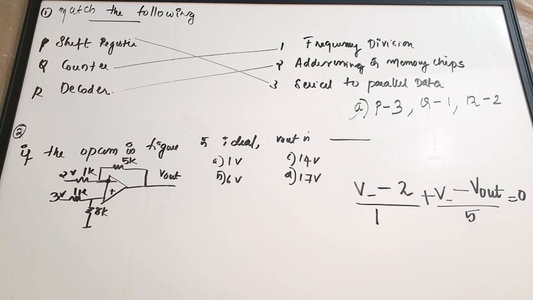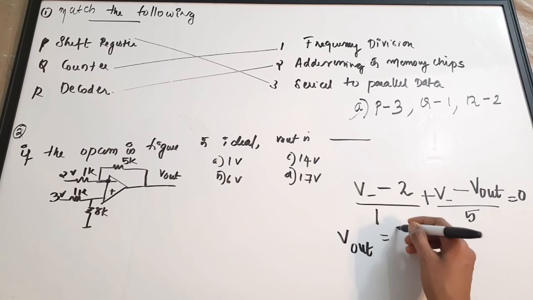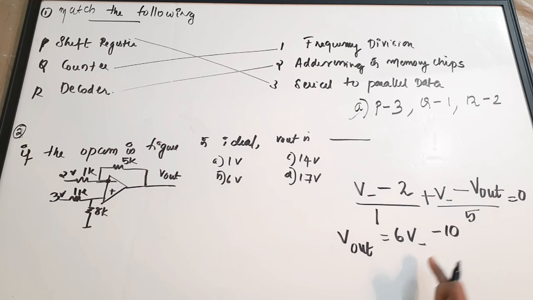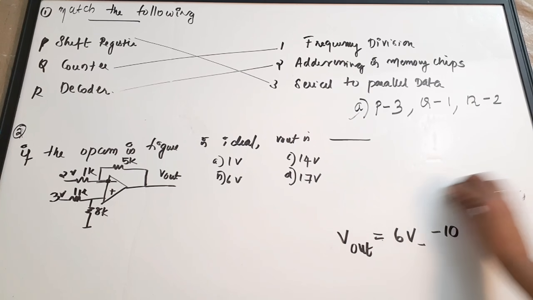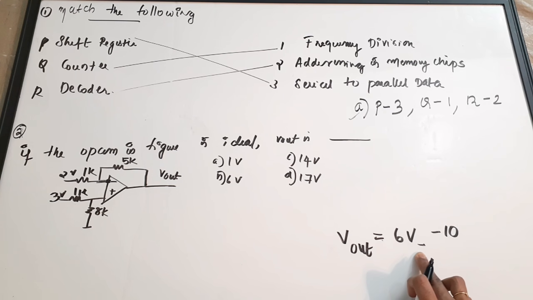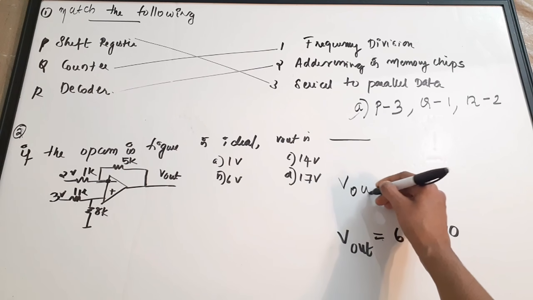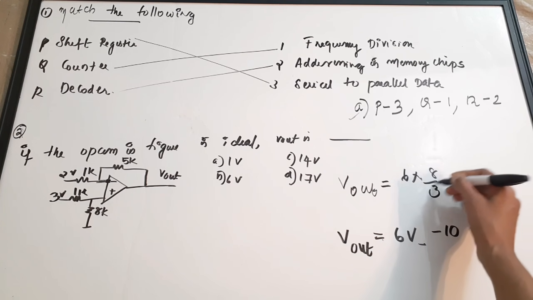And from this we get the relation V out is equal to 6 V minus minus 10. If you solve this, you will get V out is equal to 6 V minus minus 10. Now, we already have the value for V minus, so we can substitute it in the above equation. V out is equal to 6 into 8 by 3 minus 10.